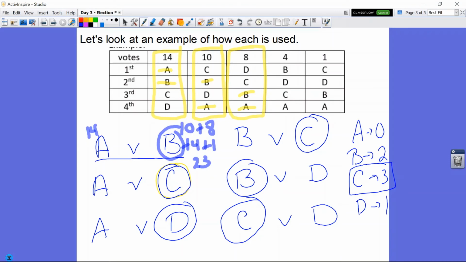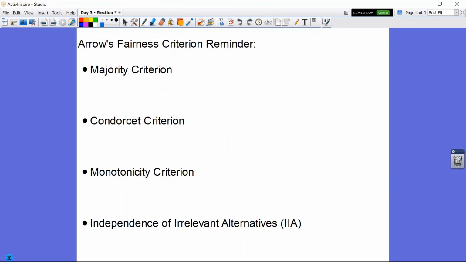So with this particular example, we had 4 different voting methods, 4 different people won, depending on which method we used. All right, if you've got any questions on any of these voting methods, make sure you're going to the collaboration document to ask those questions so that your classmates and I can help you out before you start on the Google form. The last thing I want to remind you guys about are Arrow's fairness criterion.